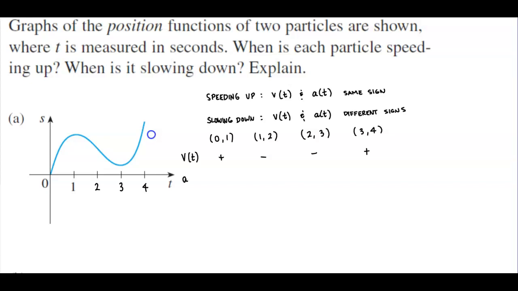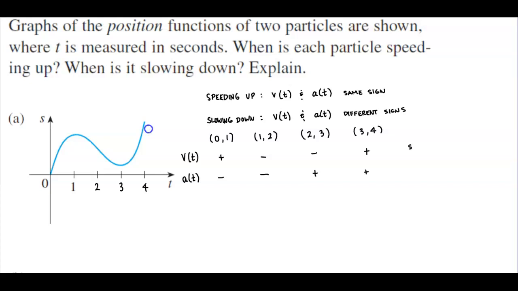Okay, now we need to figure out the acceleration. When we're dealing with the position function, we need to look at where it is concave up and where it is concave down. If we take a look at the intervals from 0 to 1 and 1 to 2, we can see that it's concave down. Since it's concave down for the position function, that means it's negative from 0 to 1, and then from 1 to 2. And if you notice, from 2 to 3 and then 3 to 4, it is concave up, so therefore it is positive here, and positive here.